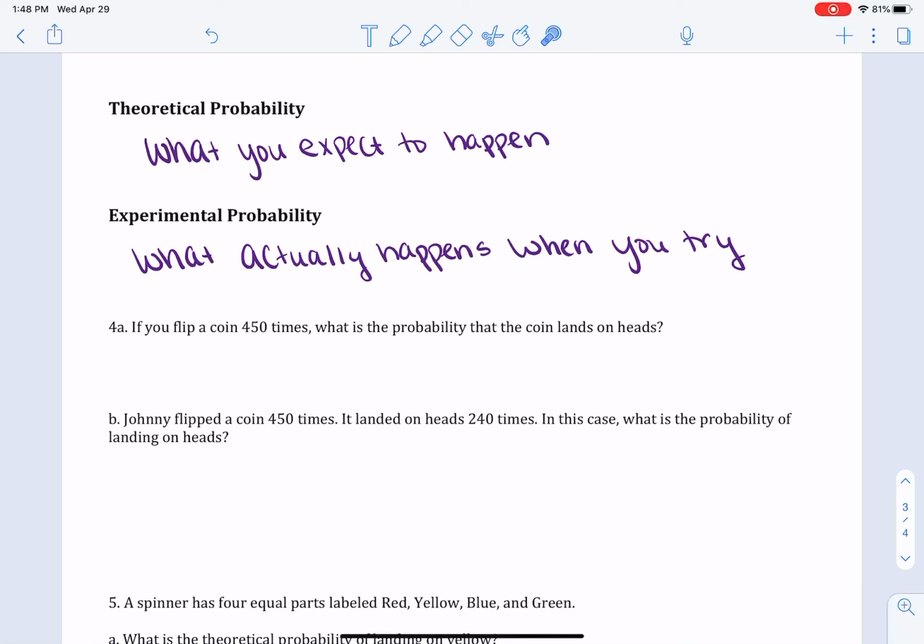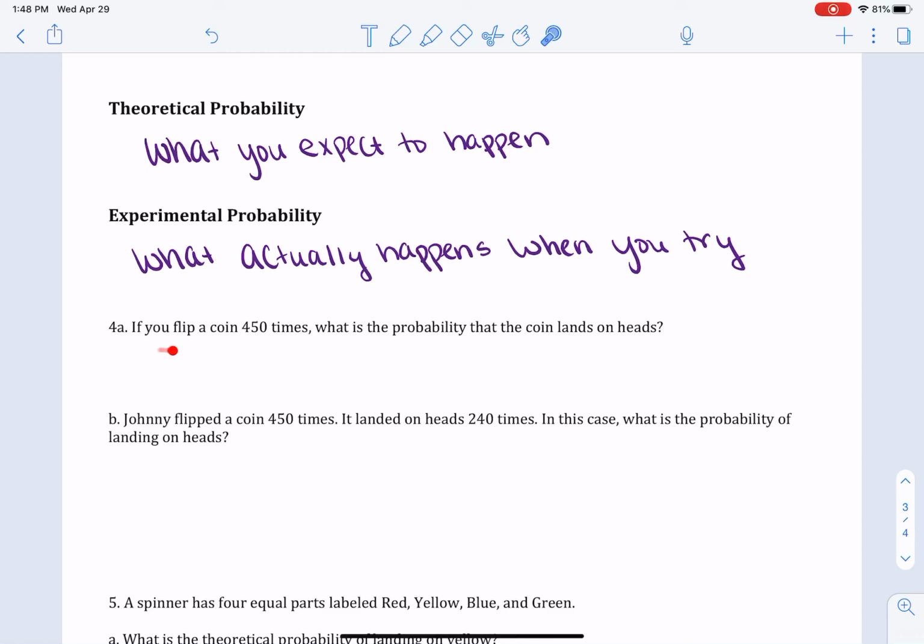In this video, we're going to talk a little bit about theoretical and experimental probability. Theoretical probability is basically what you expect to happen. And experimental probability is what actually happens when you try it out. So you can think of experimental as like an experiment, right?